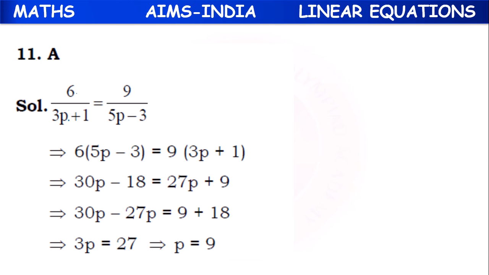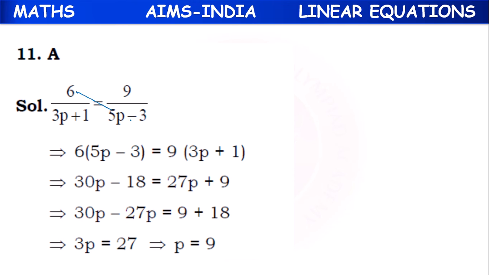So 6 by 3p plus 1 equal to 9 by 5p minus 3. We can do cross multiplication: 6 into the right hand side denominator term, left hand side denominator into right hand side numerator term.